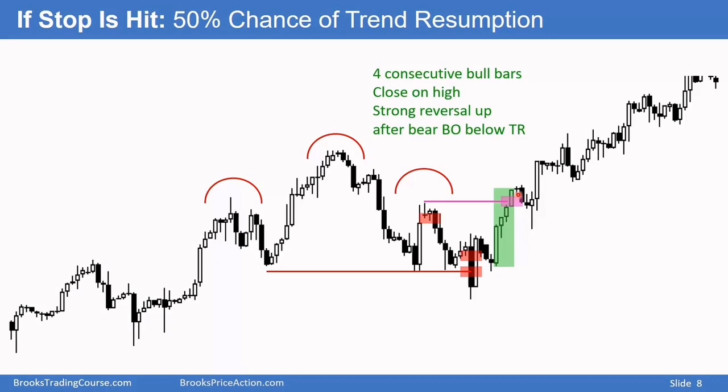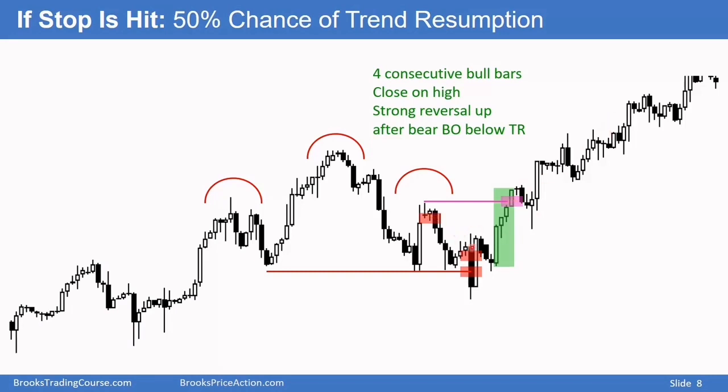Four consecutive bull bars closing on their highs. Big bull body here, decent bull bar here. This is a very strong breakout above this high. The probability is more than 50% for the bulls when you have a breakout that looks this strong. Remember I said in general, if a stop is hit, 50% chance you'll get a swing up, 50% chance you'll get a reversal down. I adjust that probability depending on market conditions. Here, this is an especially strong breakout with good follow-through. The odds are more than 50% that we're going to get a measured move up. Probably about 60% that we're going to get a measured move up.